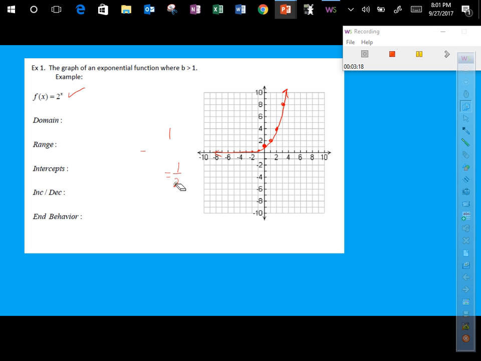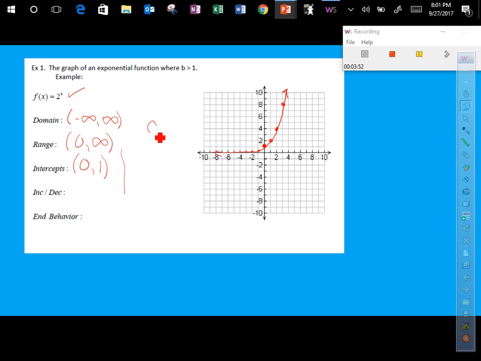Some facts about it. The domain will be negative infinity to infinity. Our range will be 0 to infinity. This graph will never cross the x-axis, no matter what value you pick for x. No matter how small that is, how negative it is, it'll still be a little bit above the x-axis. In this case, my intercept occurs when x is 0. In this case, it's (0, 1).